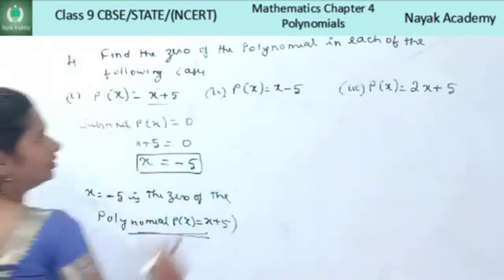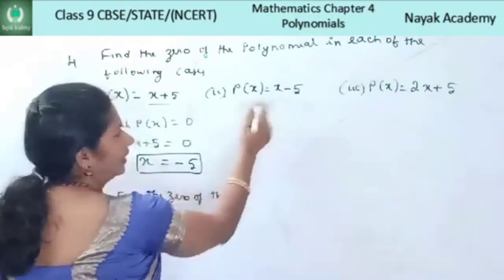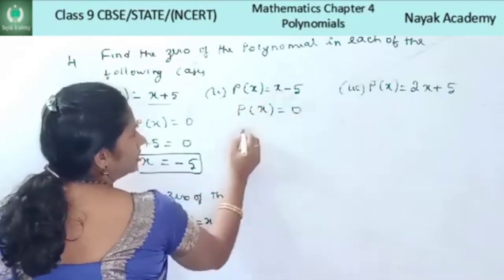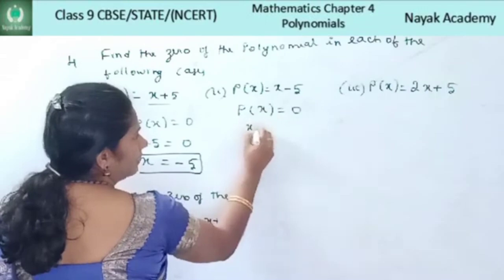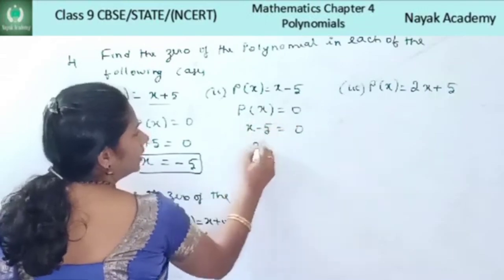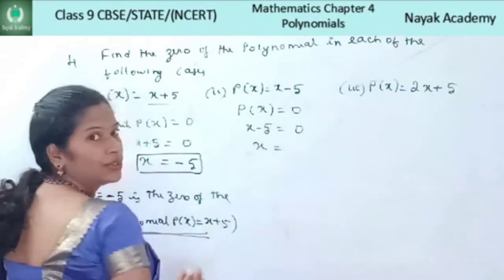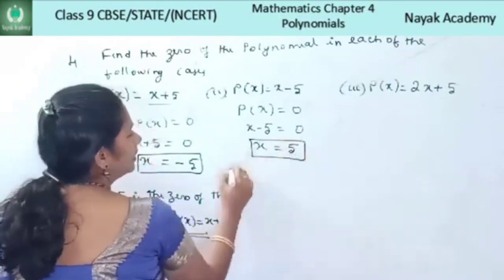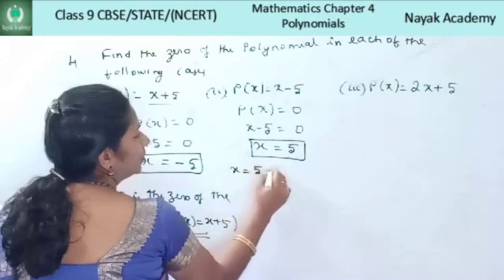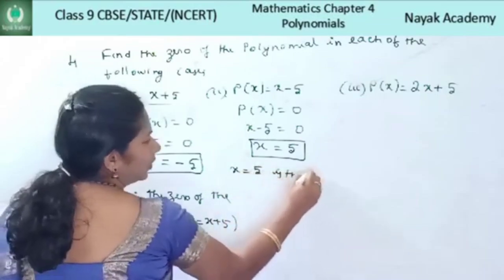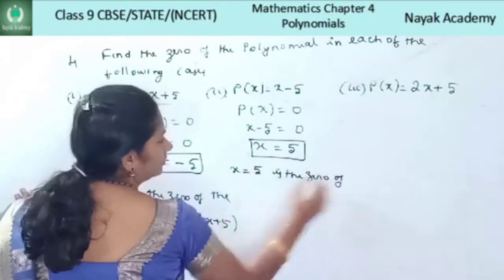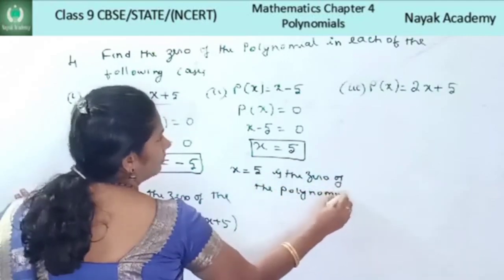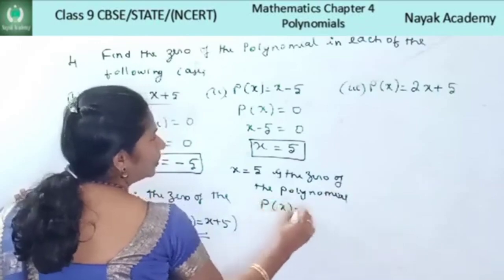Coming to the second question, p of x is equal to x minus 5. Substitute p of x is equal to 0. So p of x value is x minus 5 equal to 0. X value is minus 5, you transpose to right hand side. It becomes plus 5. And x is equal to 5 is the zero of the polynomial p of x is equal to x minus 5.